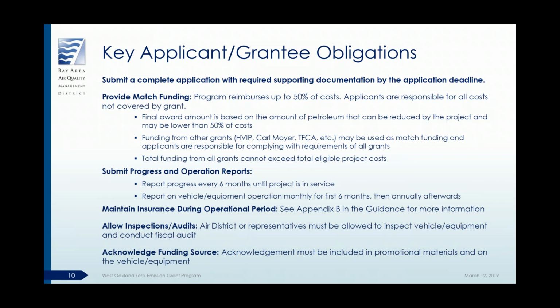Applicants will also be required to report on progress until the vehicles and equipment are in service, then monthly for the first 6 months of operation, and then annually thereafter. Applicants need to maintain insurance during the operational period. The requirements are listed in Appendix B of the program guidance. Also, applicants must cooperate with audits and allow inspections of the vehicle or equipment.